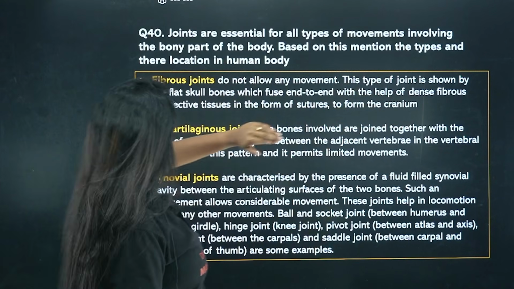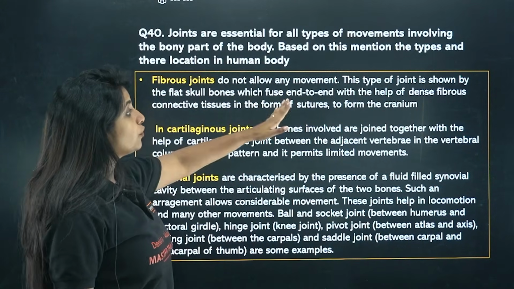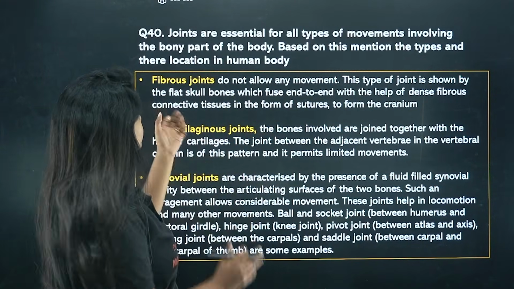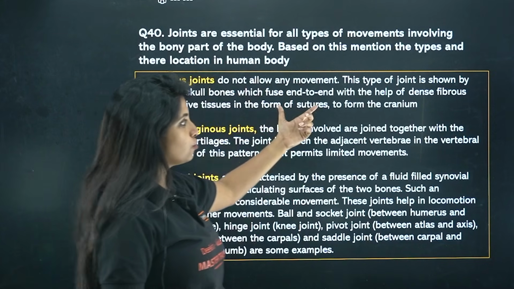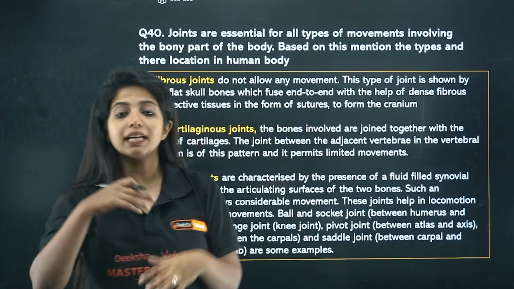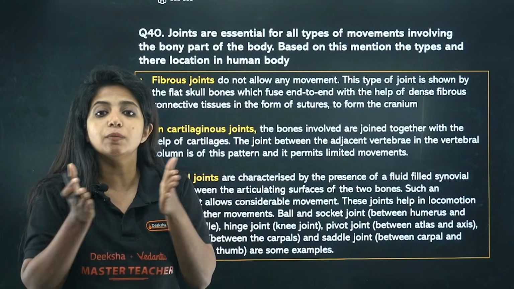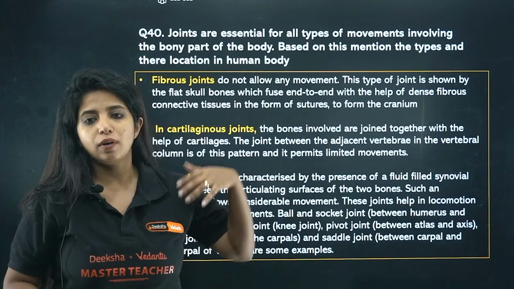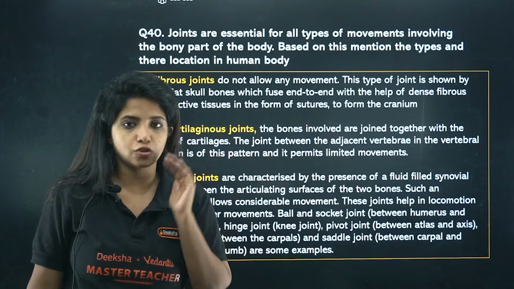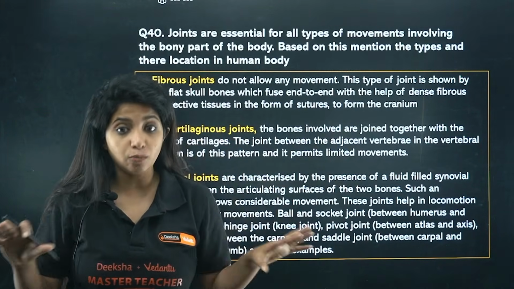This type of joint is shown by the flat skull bones, which fuse end to end with the help of dense fibrous connective tissues in the form of sutures to form the cranium. So basically the cranium is made up of multiple skull bones, and in between these skull bones, what do you have? You have this type of joint, that is fibrous joints, which does not allow any movement.